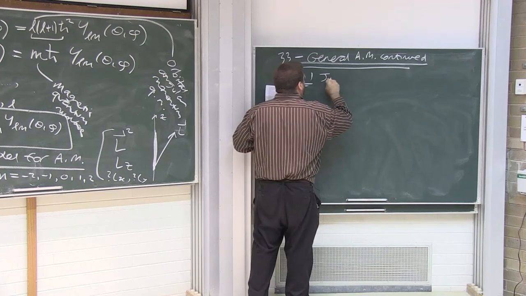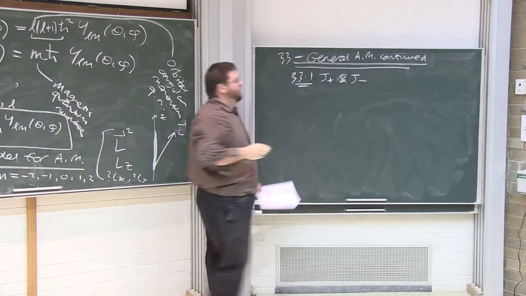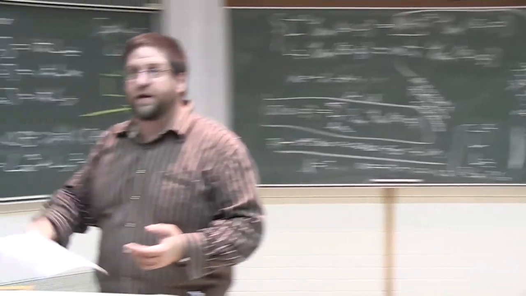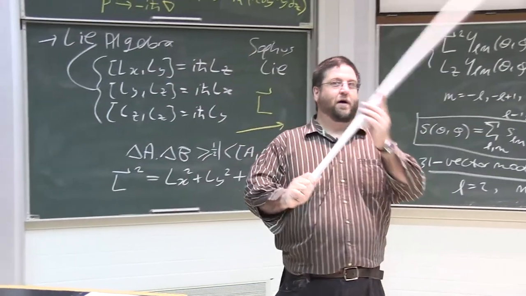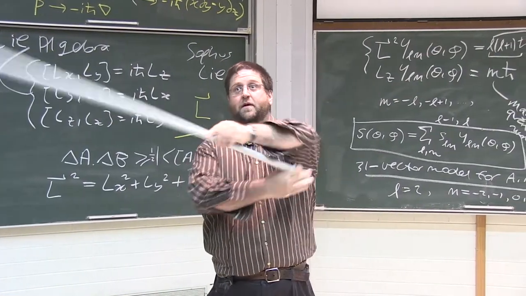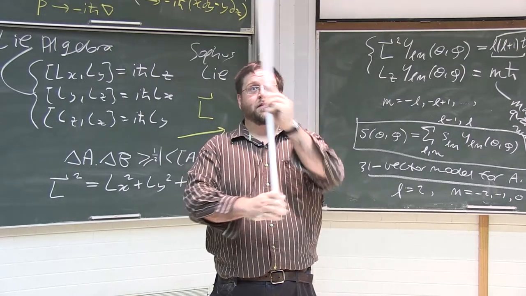So let me begin with section 33.1. This is called raising and lowering operators. Those are given the names J plus and J minus. I was waving my stick around, right? And I said, for example, you have a particular magnetic quantum number M. Then I kicked it up one, to a bigger M.